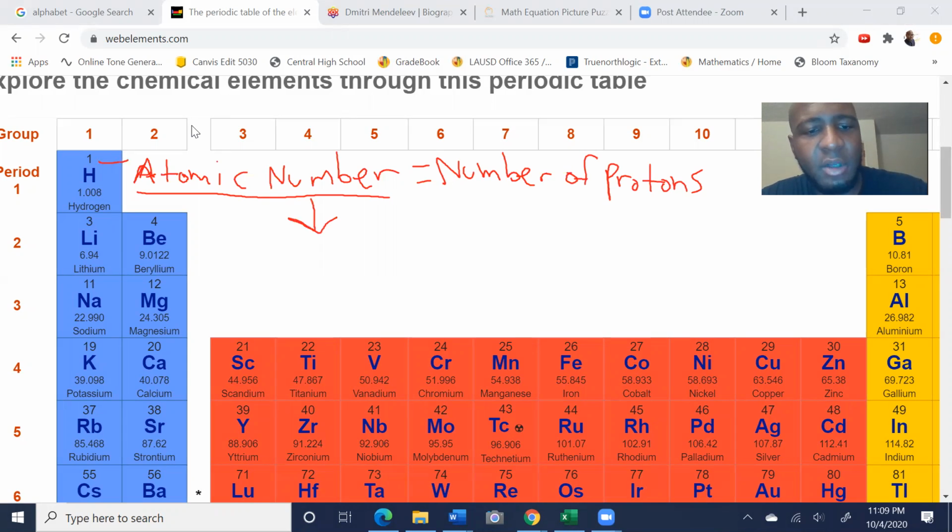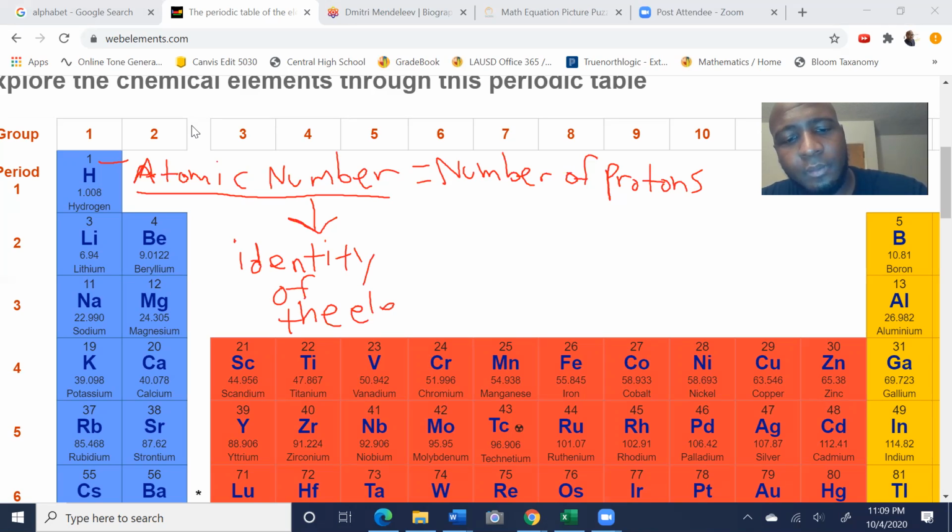give you the identity of the element. Now, what do I mean by that? Well, what I mean is this. Hydrogen, based off of what I said, has an atomic number of 1, which means that it has 1 proton. The atomic number is the number of protons.